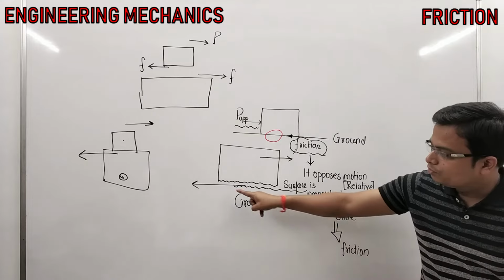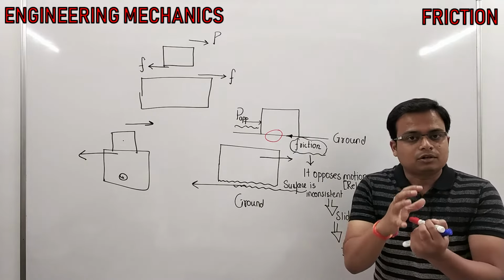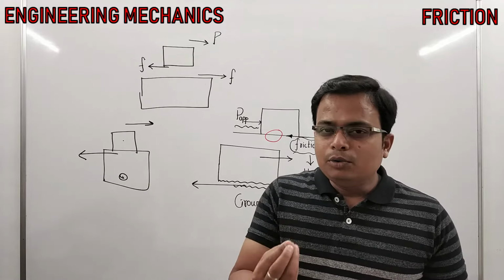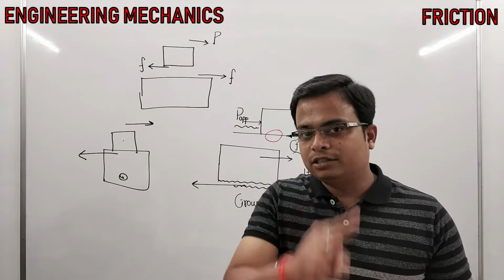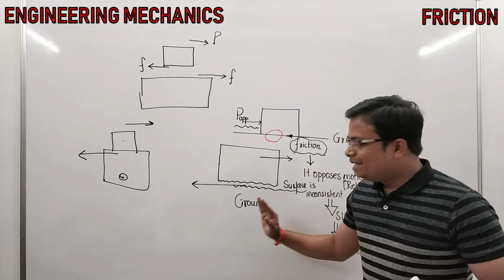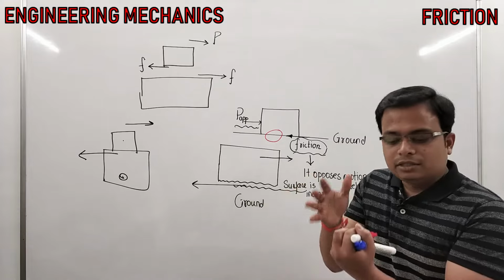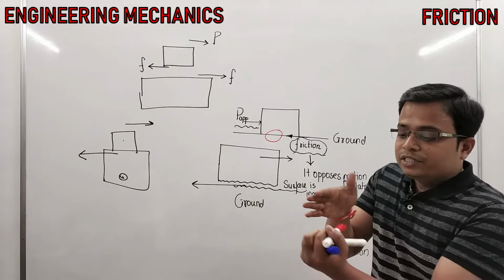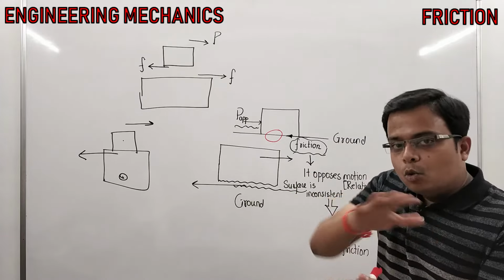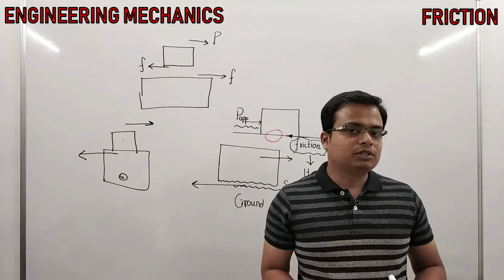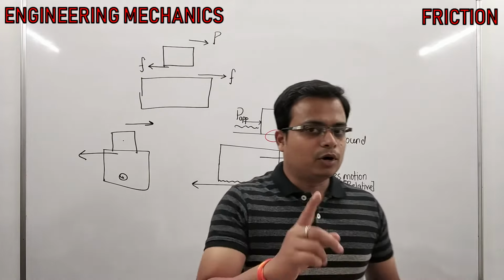Why? Because of the inconsistency of the surfaces in contact. So if somebody asks you how the friction force is generated, your answer should be because of the inconsistency of the surfaces which are trying to rub against each other, the inconsistency of the surfaces which are trying to slide over one another. So that is the entire idea of how a friction force is generated. Okay, now we know what a friction force is.